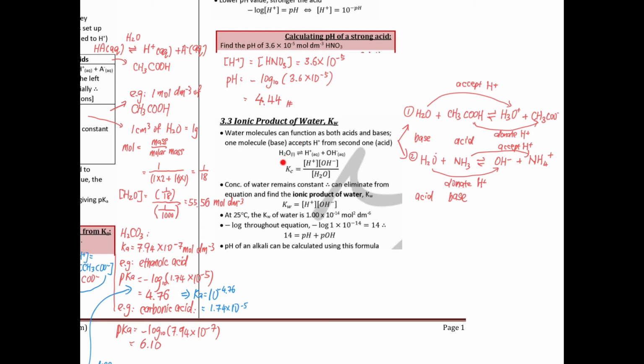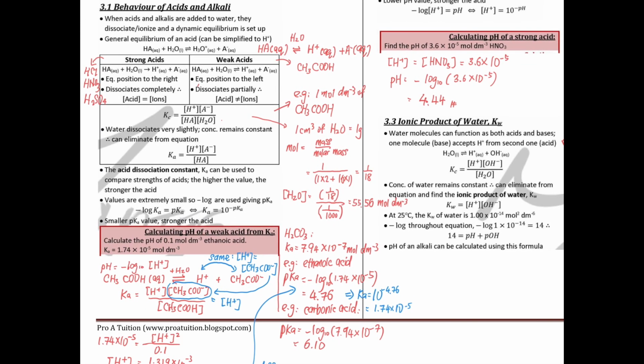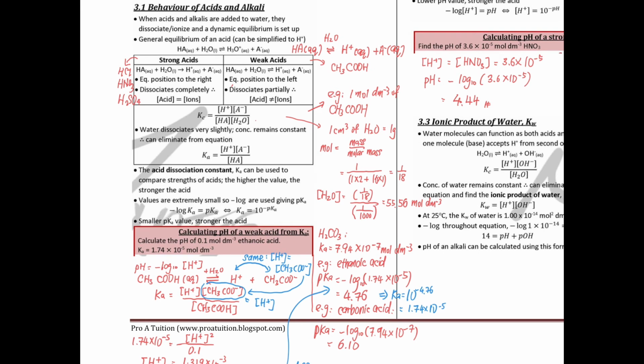Now they give you the water dissociation equation. H2O dissociates to form H+ and OH-. But water dissociates only a little bit, just for your information, as you can see at the beginning of the note. Water dissociates very slightly, so the concentration remains more or less the same.